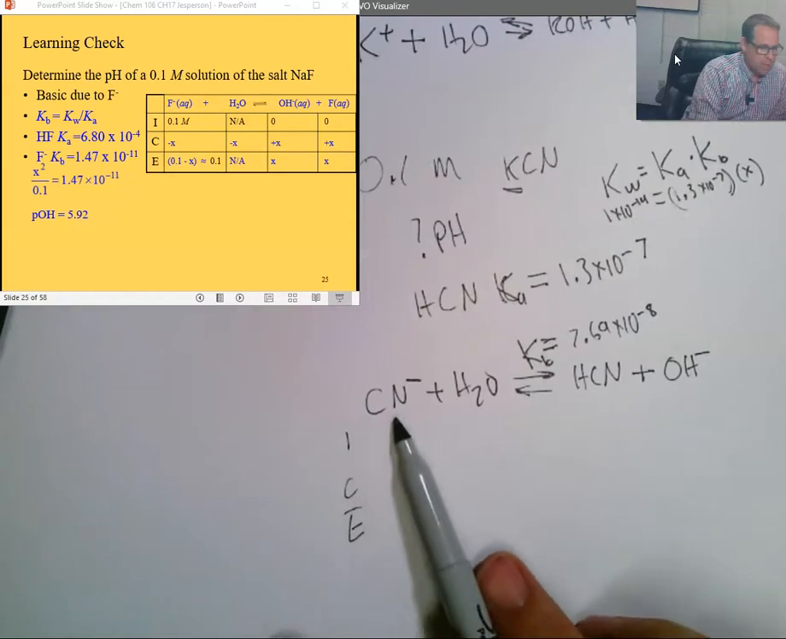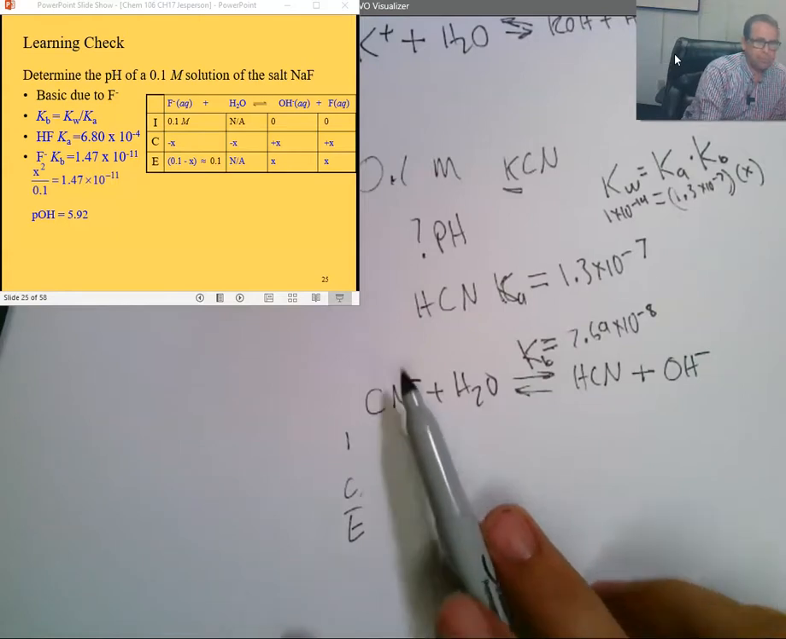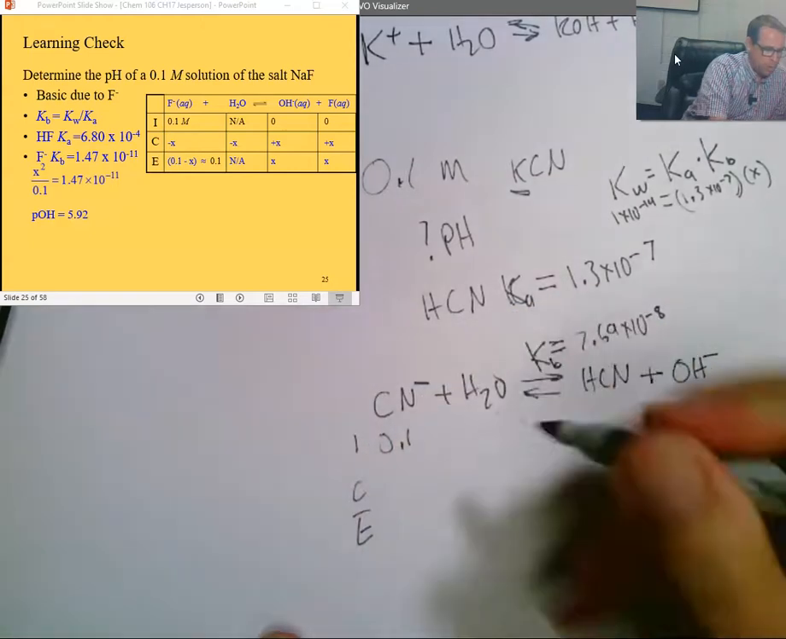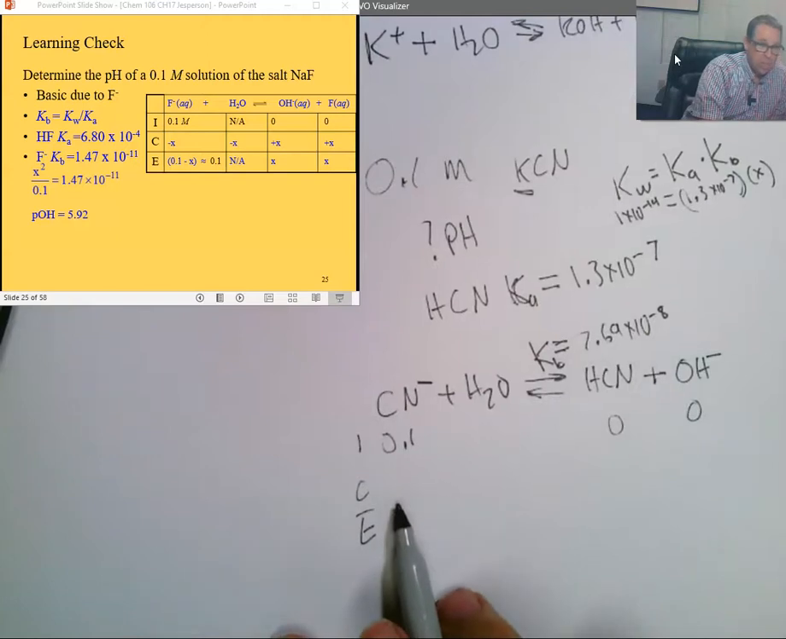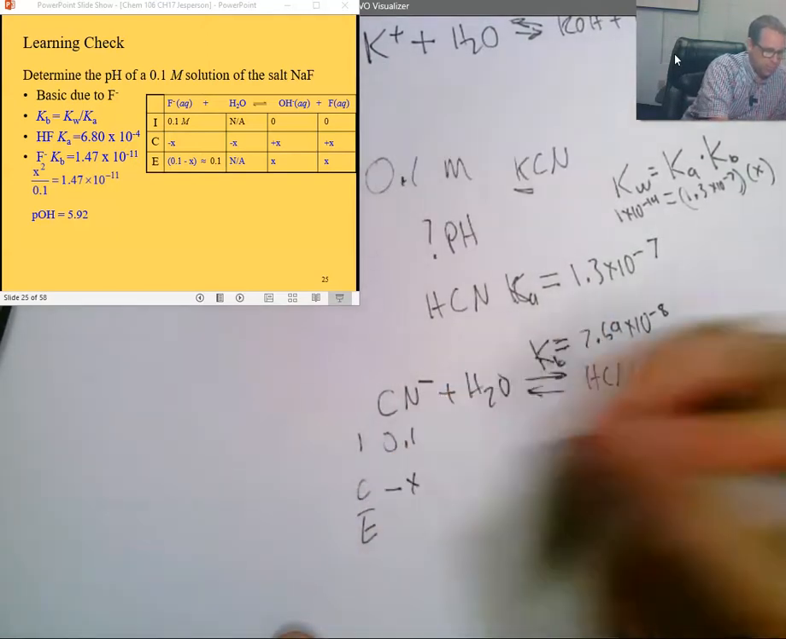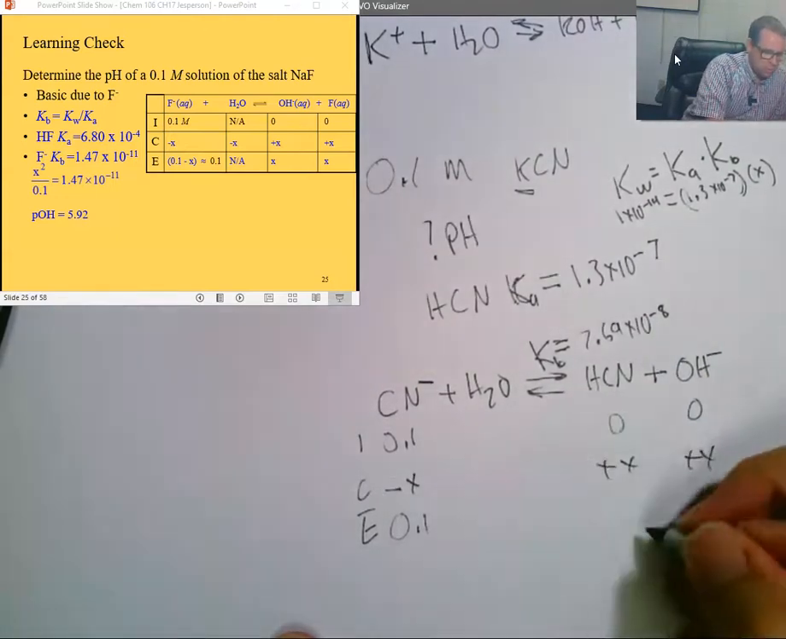What was my initial concentration of cyanide ion? Anybody, any ideas? 0.1 molar, right? 0.1. And then my initial concentrations of these were 0. And then the change is going to be what here? Minus x. Very good. Plus x. Very good. So x squared over 0.1.